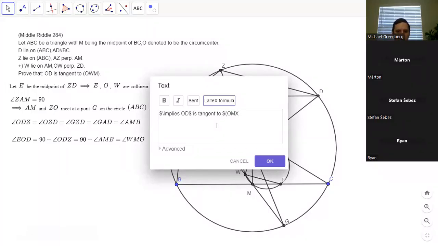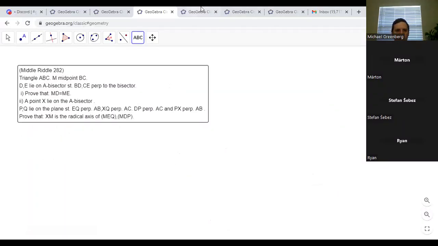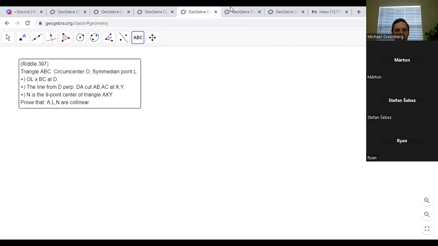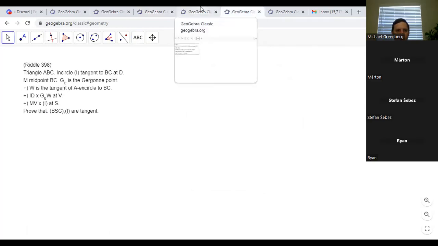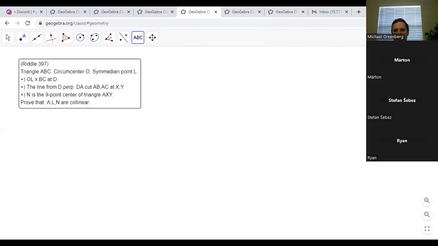Very cool. All right, let's try a harder problem now. So one of the riddles, and see where we can get. This is a middle riddle. This is also a middle riddle. This one looks kind of interesting. So we have the 9-point center and this median point. Yeah, let's try this one.